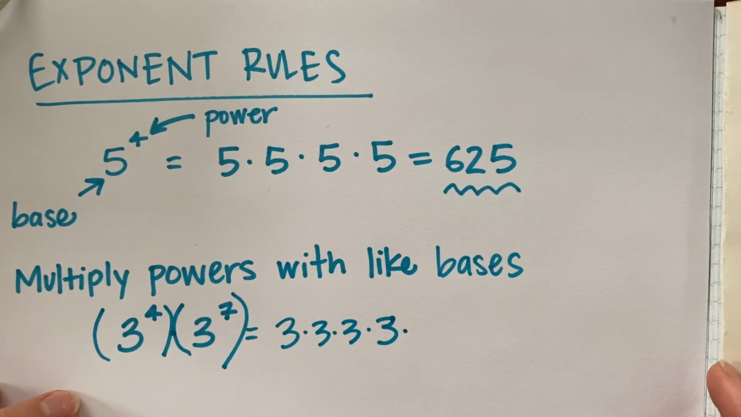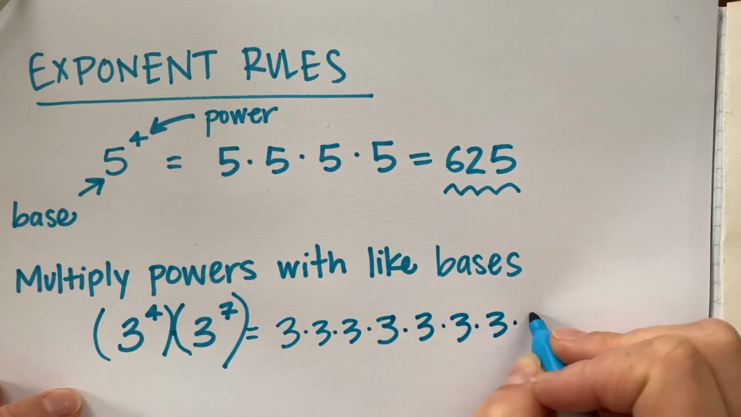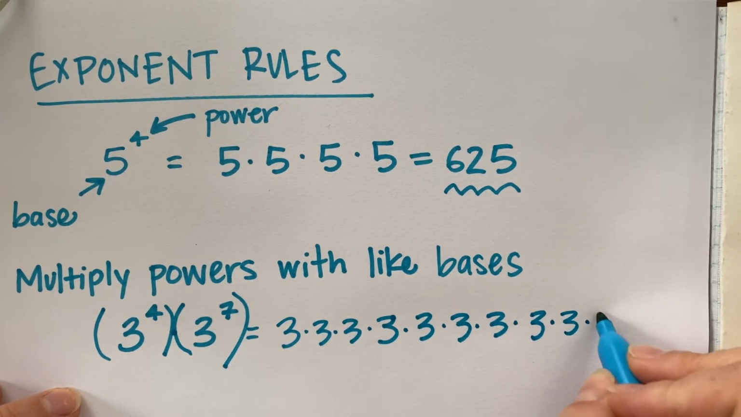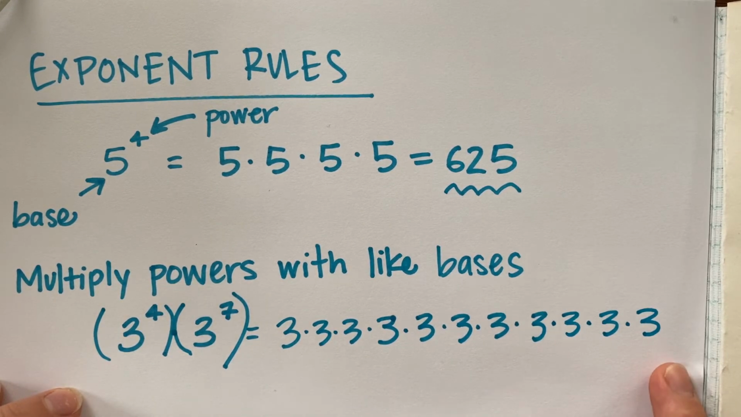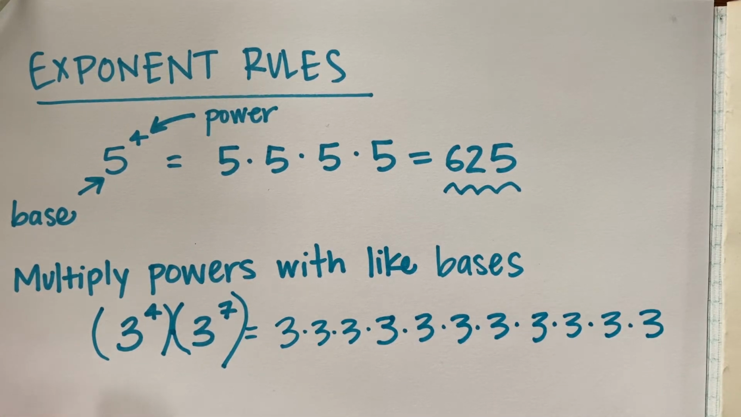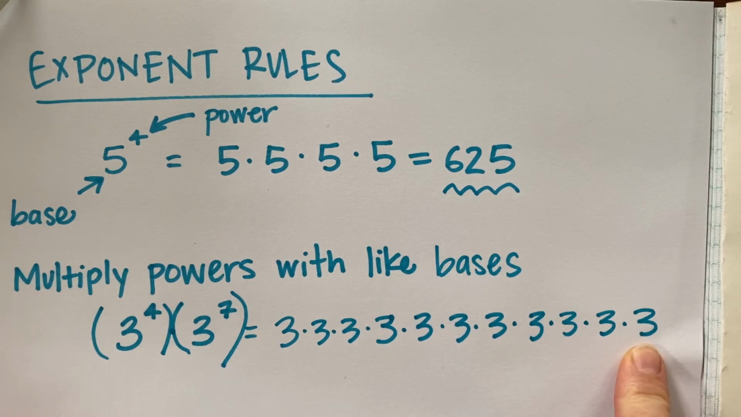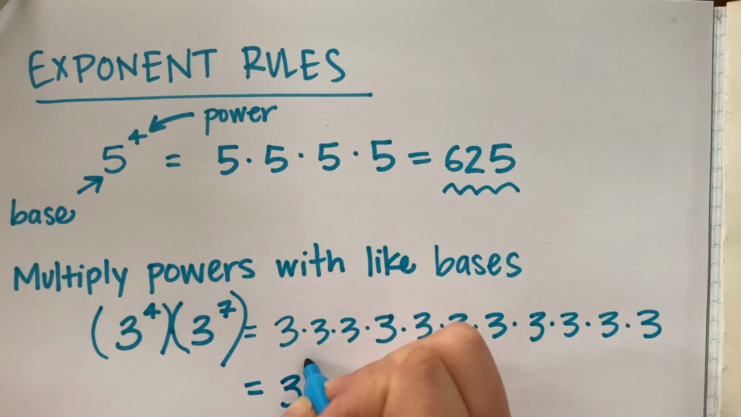Move my paper over to fit all 7 3s. 1, 2, 3, 4, 5, 6, 7. Now, we're not going to worry about multiplying this out because this is going to be a very big number. Instead, we're going to use exponentiation as a shortcut for this repeated multiplication. So how many 3s do we have? 1, 2, 3, 4, 5, 6, 7, 8, 9, 10, 11 3s. 3 to the 11th power.